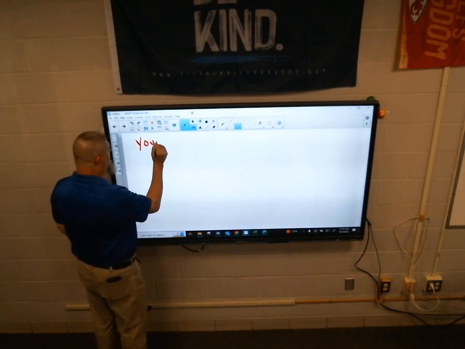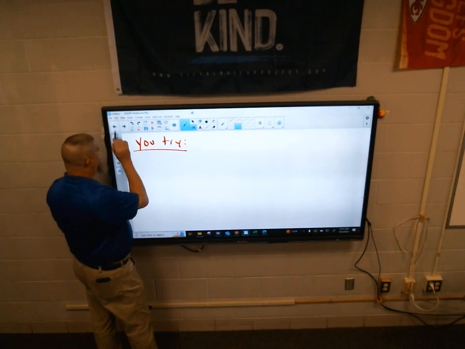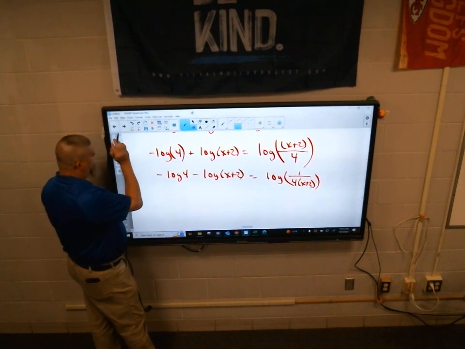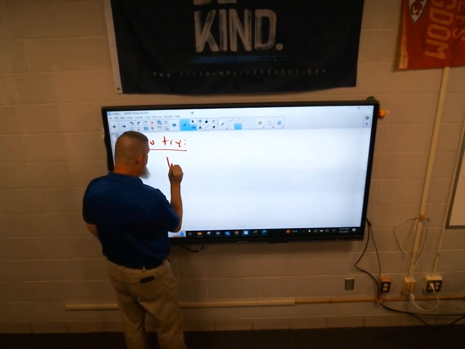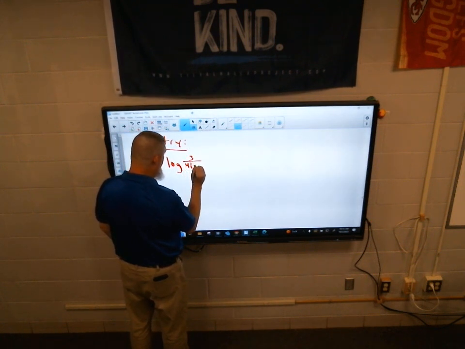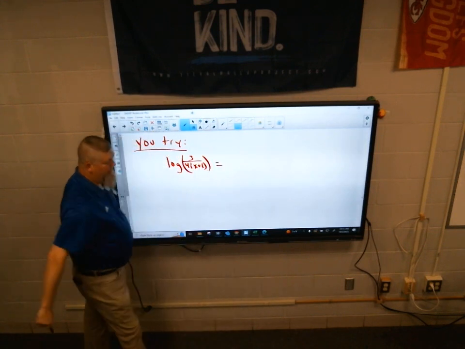Can you go back for like 1 second, please? One more time. You good? Yeah. All right. So you try this one. I want you to expand this one. The logarithm of 3 divided by 4 times x plus 1. Expand.